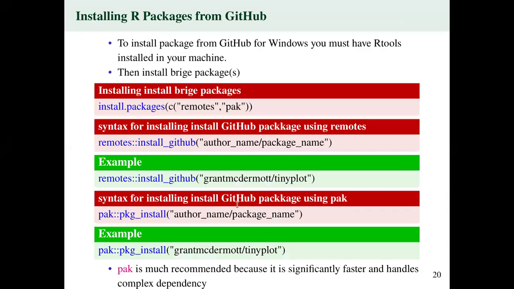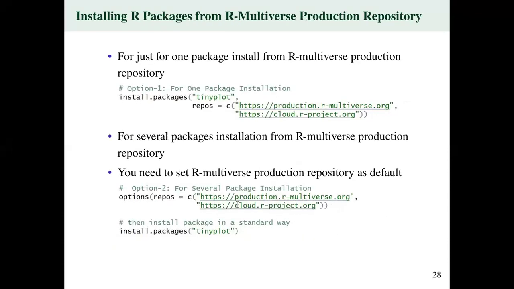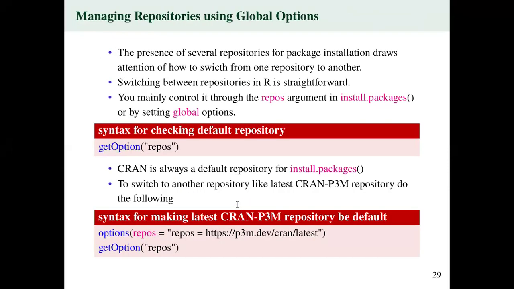Now, at last here, I have summarized the issue of setting options. You have seen the command when you write get options repos, it will print for you the default repository. By default, when you open your R, it is always CRAN. Or if you restart the session, it will always be CRAN. But you can change the default repository by using options.